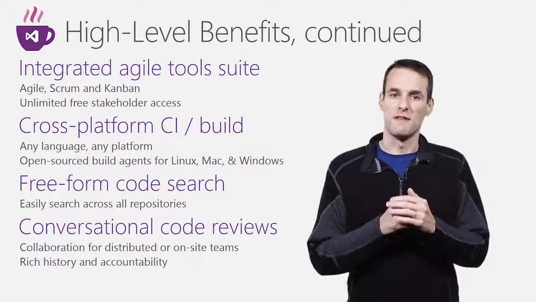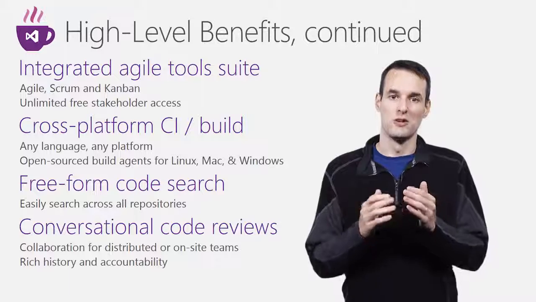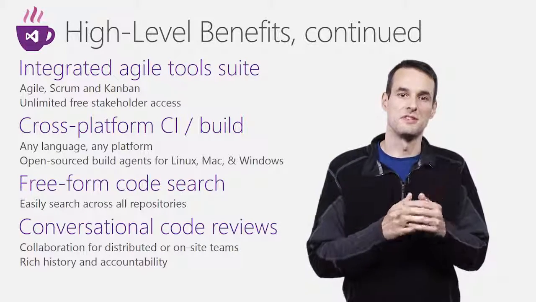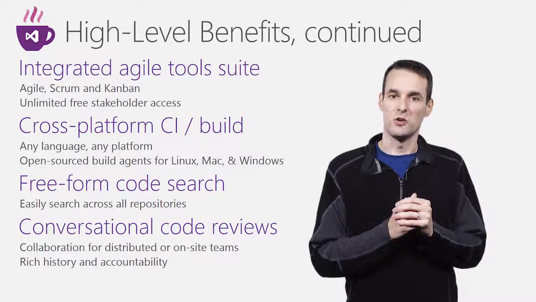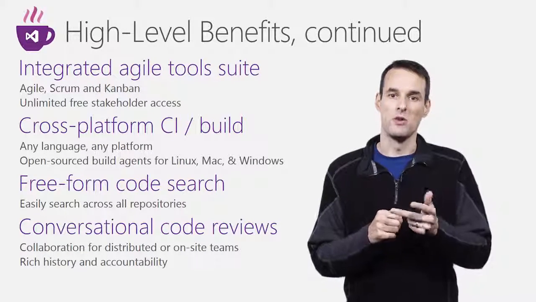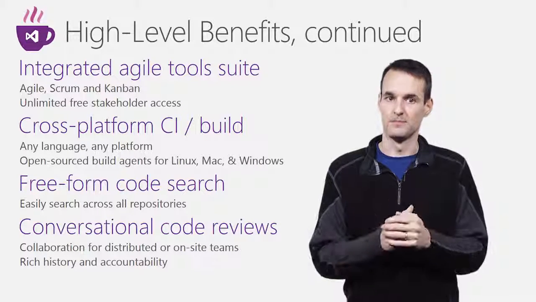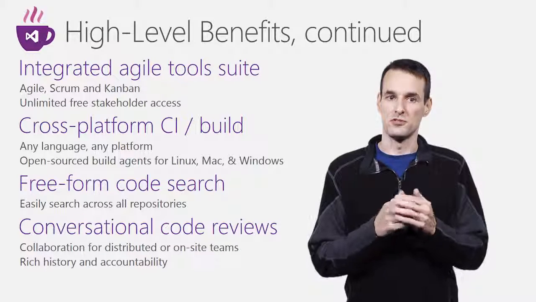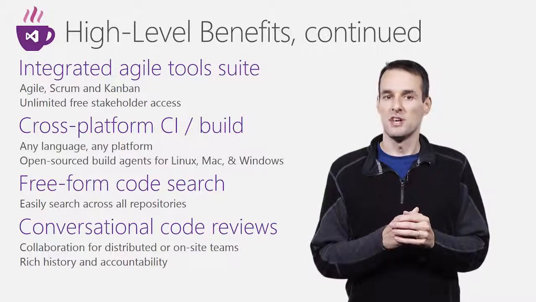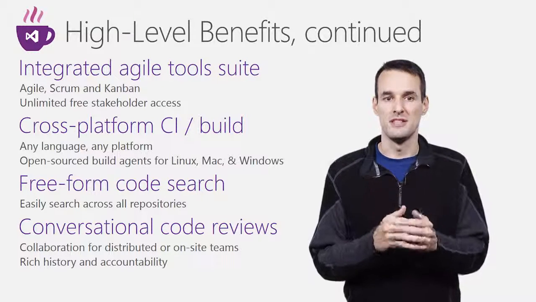Team Services provides a full suite of integrated planning tools to support Agile, Scrum, and Kanban boards with unlimited free stakeholder licenses. Our continuous integration systems support any language and run on Linux, Mac, and Windows through the use of agents written in Node.js and open sourced on GitHub. Freeform Code Search lets you easily find what you're looking for across all repositories. Our conversational code review system enables rich collaboration for distributed and on-site teams.